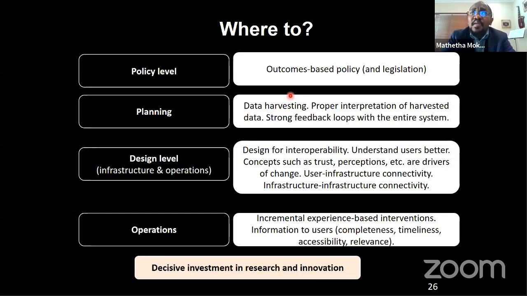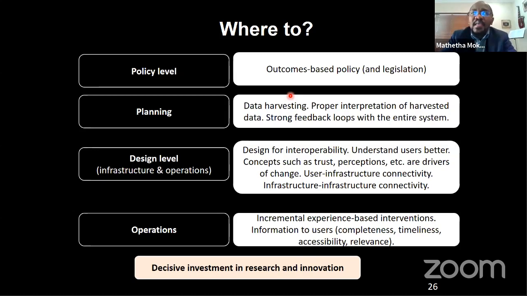At a design level, quite a lot of change in terms of interoperability of designs, understanding the user better in the designs, but also important concepts such as trust. They tend to be qualitative, but they have a very significant impact. You've seen the elasticity of change. And when you go into some of the qualitative research investigations, they provide you with better insights of what is happening, what the underlying causes are. So concepts like trust and perceptions are strong drivers of change.